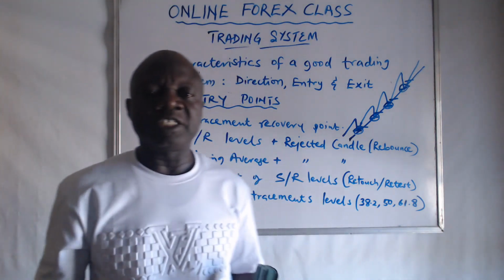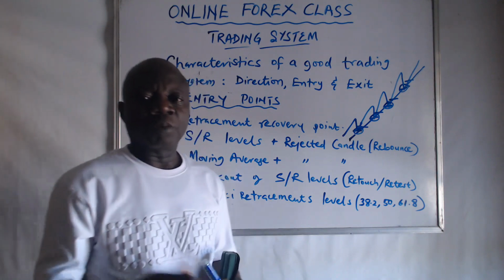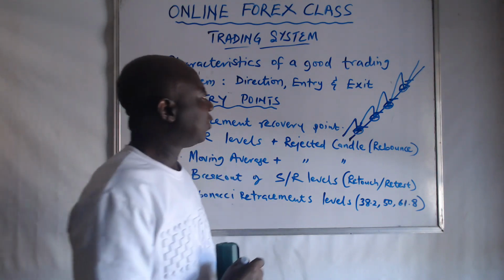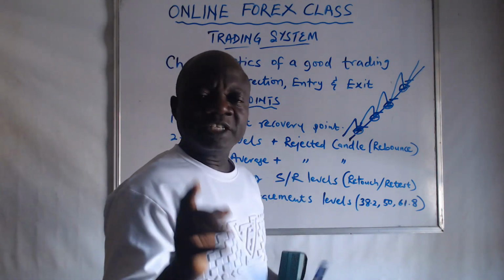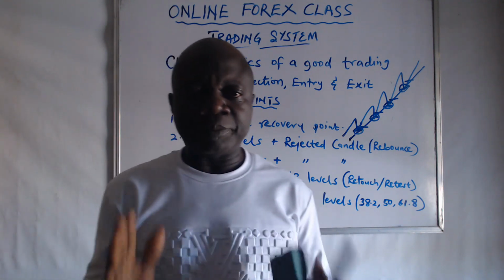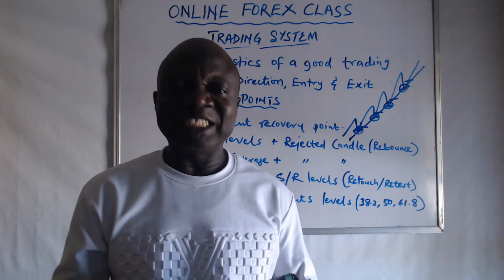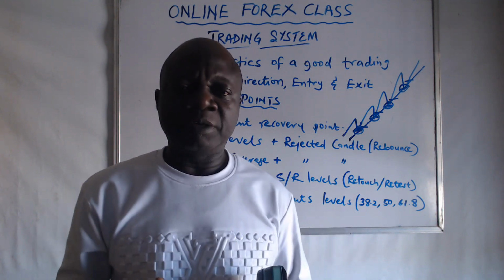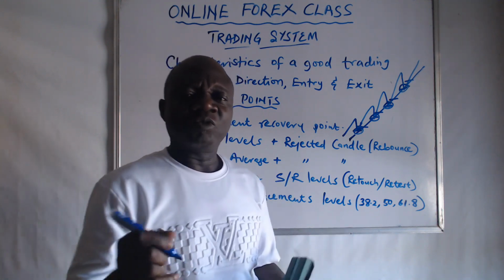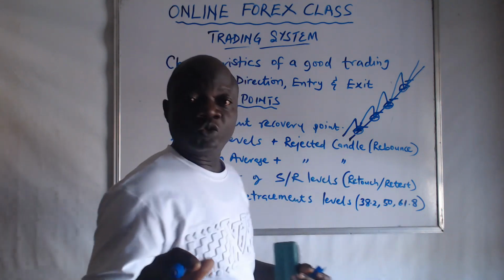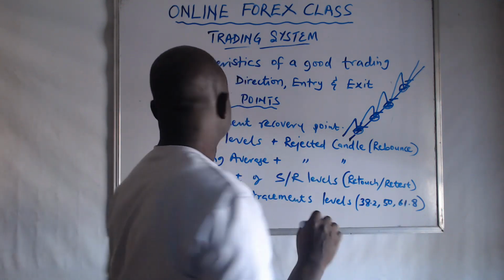Then the second one is support and resistance levels plus rejected candle. And then I want to talk about the rejected candle. This rejected candle is very, very important. It is in fact like 80 to 85% accuracy, because there is a reason, where let me even show you the rejected candle.